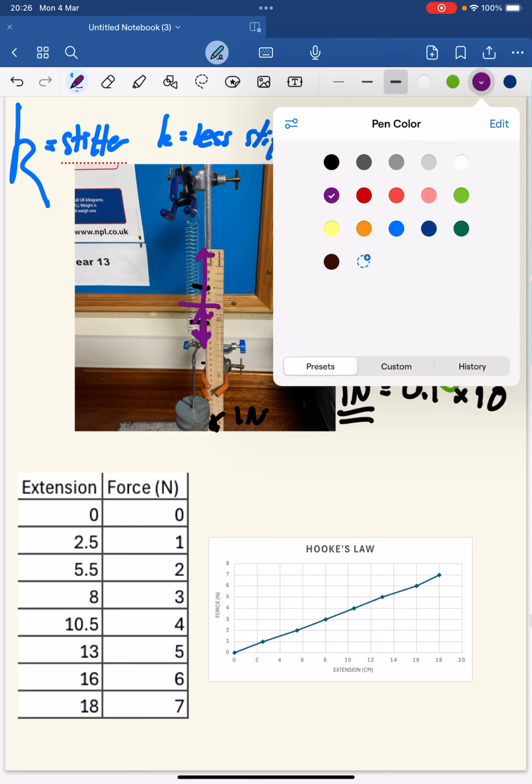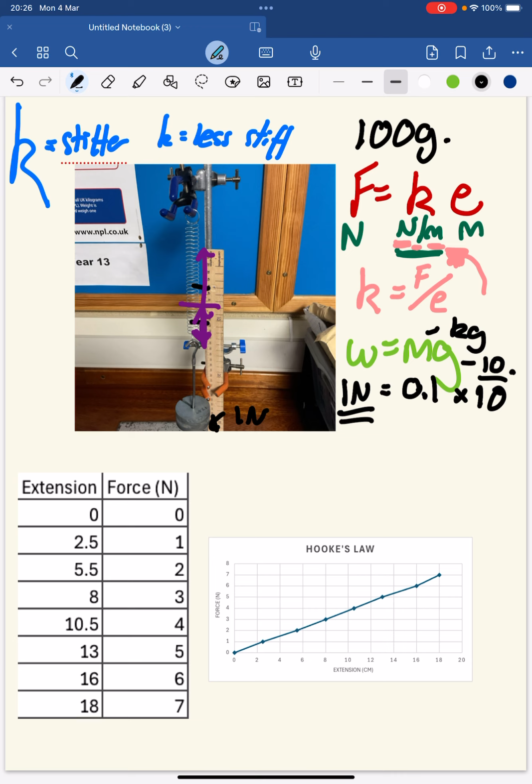Now, eventually, if I continued this graph will start to curve around. And it's this curvature here, when it starts to curve, where it no longer obeys Hooke's law. And we say that is the limit of proportionality. So that's the limit of proportionality, where it's no longer proportional.